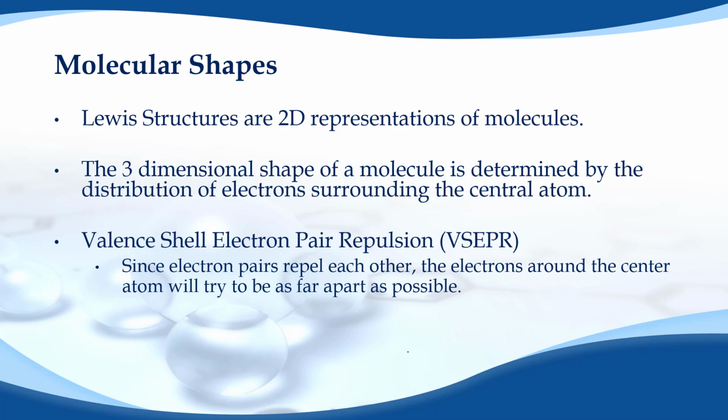Electron pairs want to push each other away as far as possible. So if I have multiple electron pairs around an atom, they are going to want to be as far apart in three-dimensional space as they can be because they're going to push each other. That's all this is doing, is we're taking that concept and applying it to three-dimensional space.